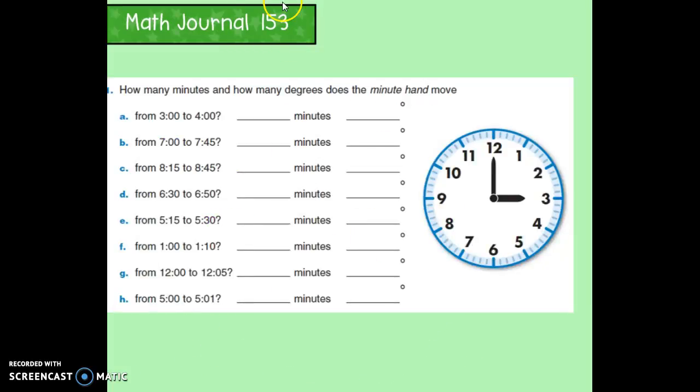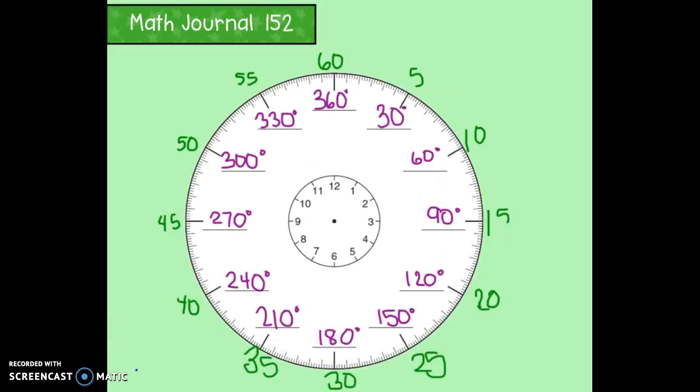So let's look at page 153. Let's look at this example right here. If I went from 6:30 to 6:50, we're looking at D. I can go back to this clock and use my quick drawing. I'm going from 6:30, so I know at 6:30 my small hand is going to be right here. And then I'm going to 6:50. So I'm just doing my minute hands right now. I'm going from 30 minutes to 50 minutes.